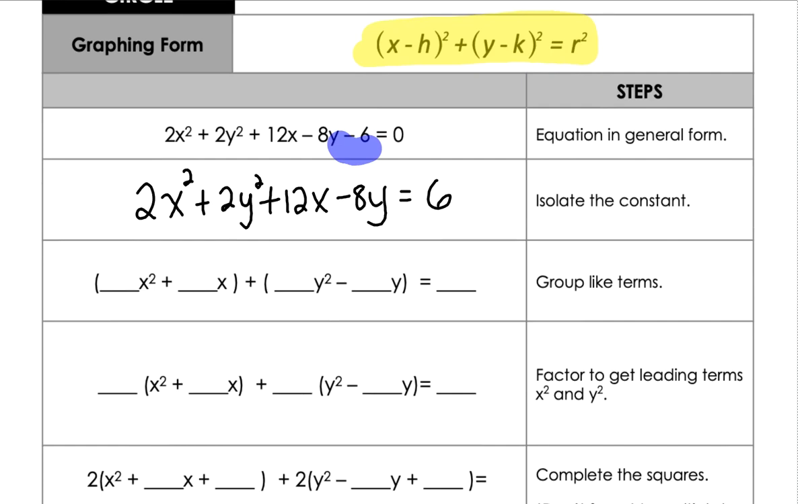All right, the next thing I'm going to do is get my like terms together. So I'm going to get my x's together. I have a 2x squared and a 12x. And then I'm going to group my y terms together. So I have 2y squared and a minus 8y. And that still equals the constant term of 6.